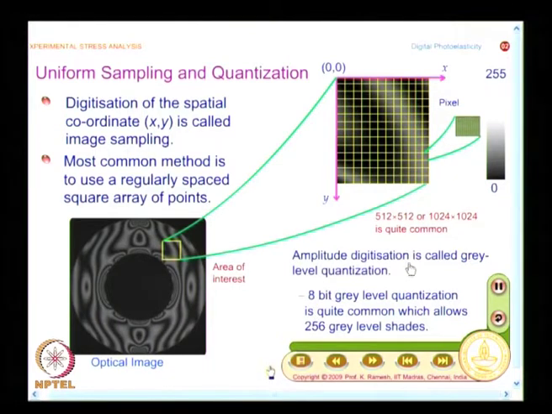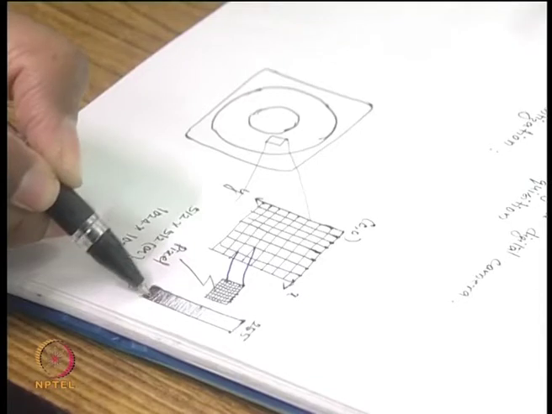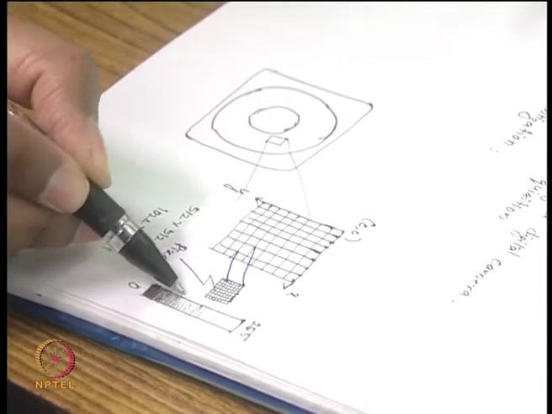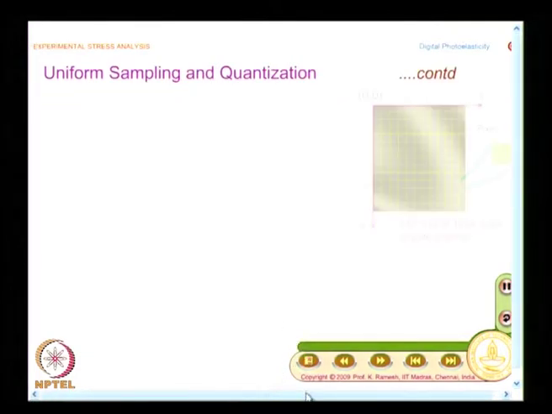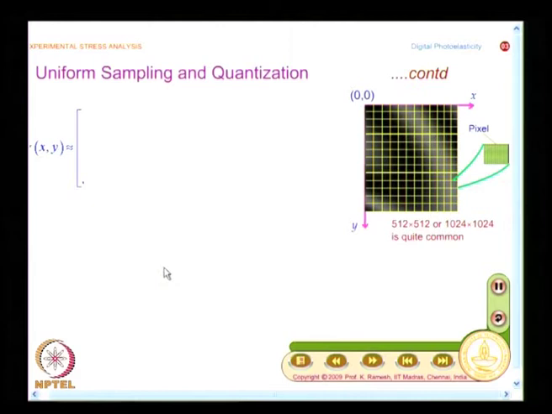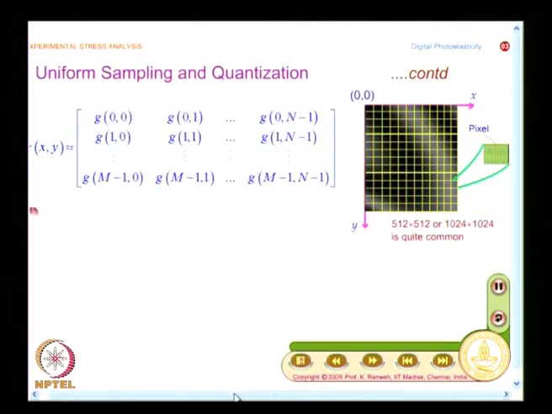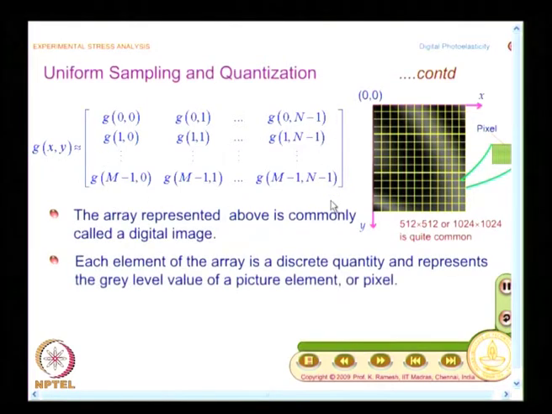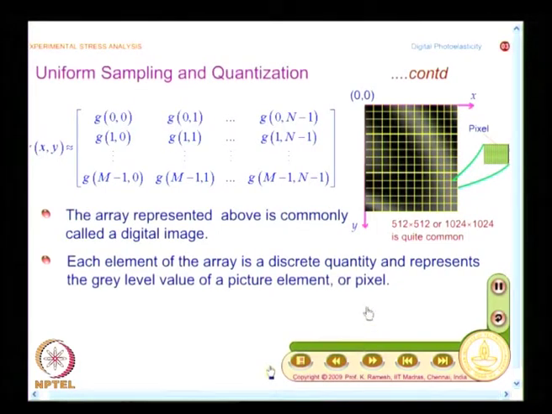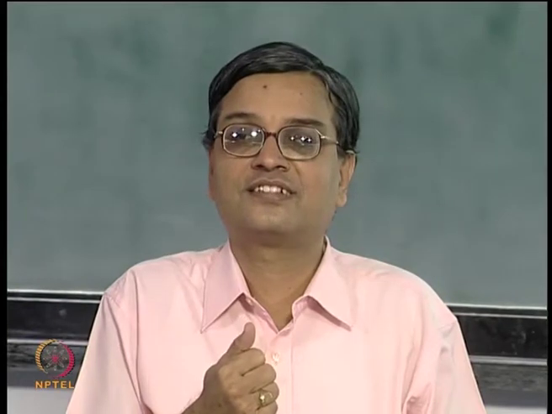So, the amplitude digitization is called gray level quantization. I will essentially have a number between 0 and 255 representing this image. That is what you have in the next slide. When I use a digital camera, I essentially get a matrix consisting of integers. So, I have the image available as numbers. Then I can do number crunching, I can extract the features, I can see the intensity variation much more closely, all that is possible.